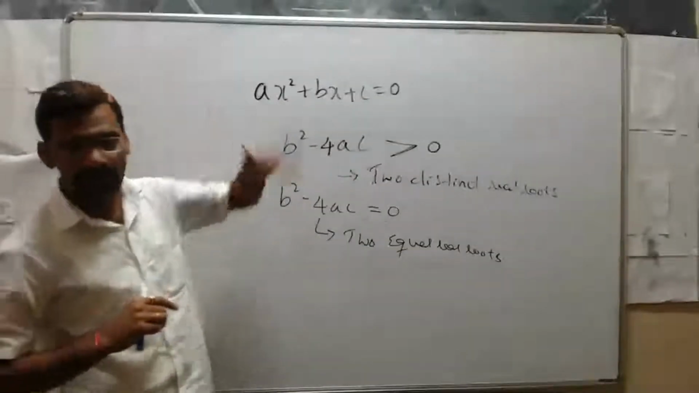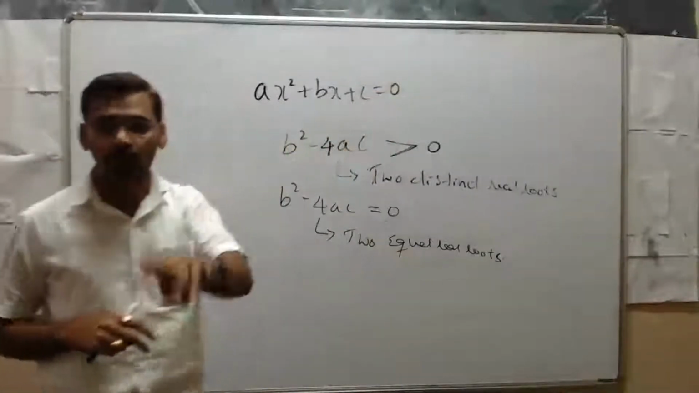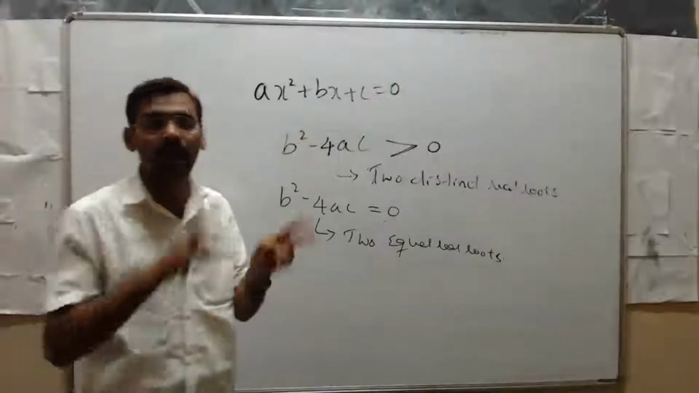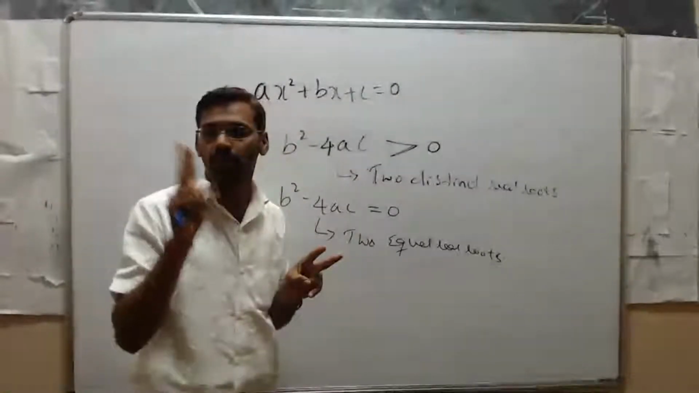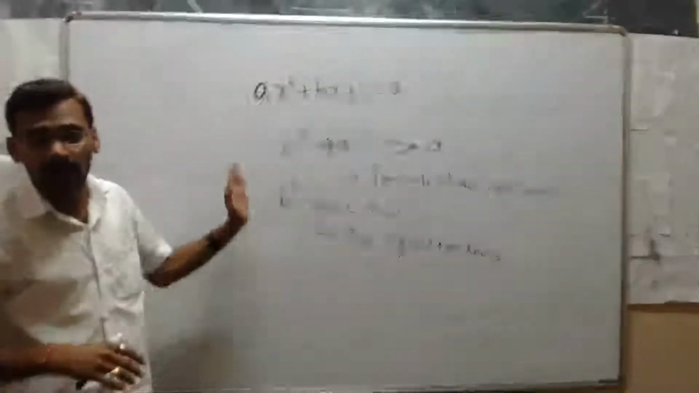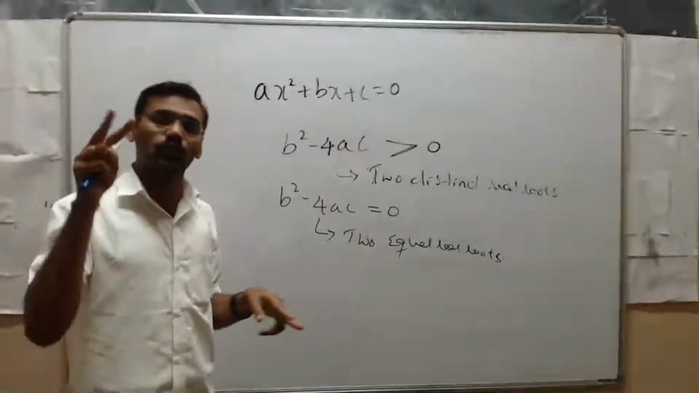If b square minus 4ac is greater than 0, there are two roots, that both roots are not equal and both are real roots. If b square minus 4ac is equal to 0, yes, roots exist.